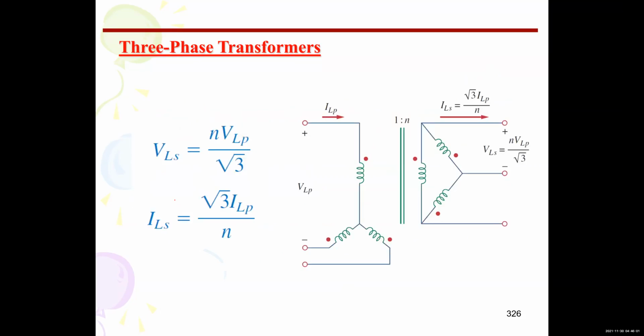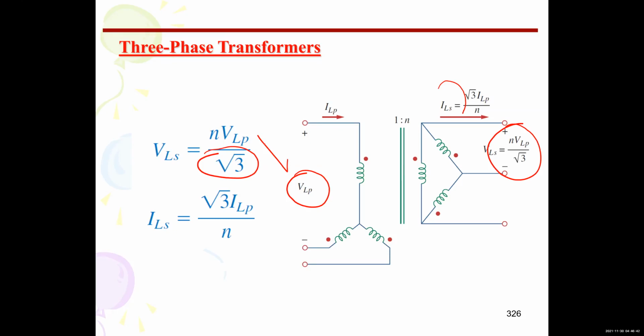Now let's assume that I have a Y delta connection. If I am dealing with a Y delta connection, the line voltage on the primary side and the line voltage on the secondary side will have a square root of 3 difference, right? Like we learned previously in 3 phase systems. So the square root of 3 will appear, as you can see here. We will divide by a square root of 3.